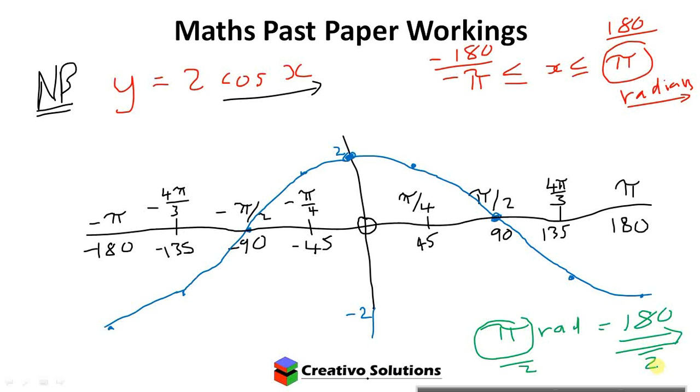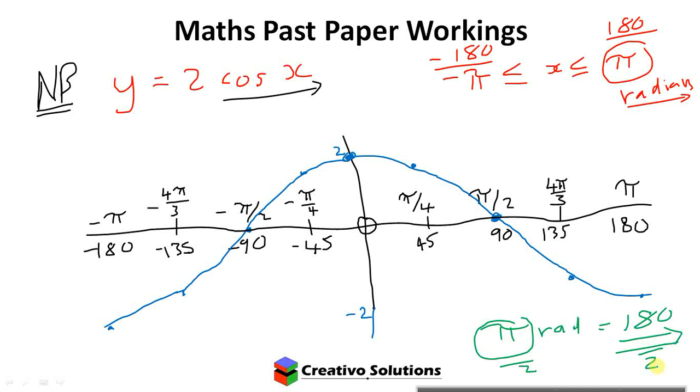Same thing. So pi over 2 equals... you don't substitute pi in, because pi is a radian. So pi is 180. Pi radians is 180. If I divide by 2, what's 180 divided by 2? 90. So pi over 2 would be 90. Pi here is not normal pi. Pi here is a radian.